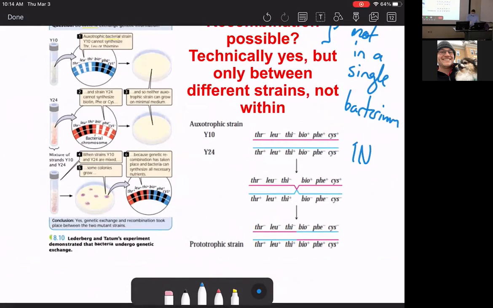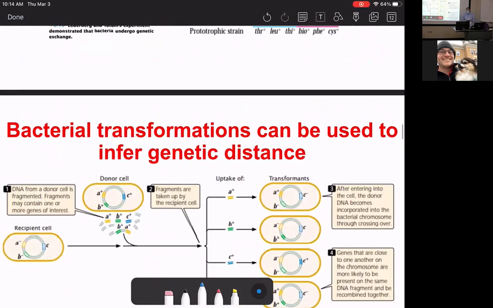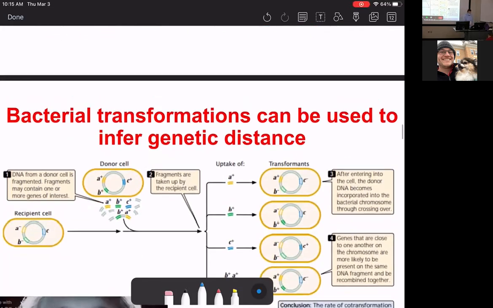Okay. Now, don't get too mad at me. This is sort of the finale of, do you understand plasmids and do you understand how circular DNA is going to work? And there's a practice question on this.